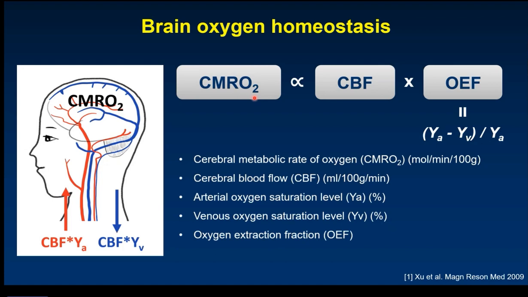So actually CMRO2 reflects the oxygen consumption of the brain, and CBF reflects the oxygen supply, or the blood supply, of the brain. And OEF actually reflects the balance between CMRO2 and CBF. That means it reflects the balance between the oxygen consumption and oxygen supply. These three physiological parameters could be used to study the brain metabolism.